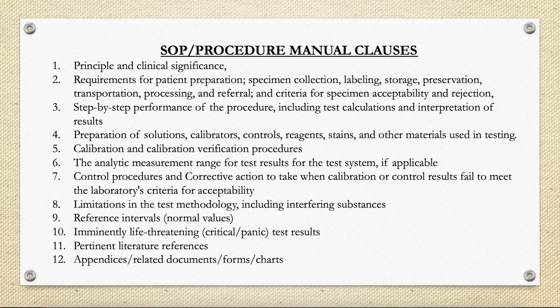7. Control procedures and corrective action to take when calibration or control results fail to meet the laboratory's criteria for acceptability. 8. Limitations in the test methodology, including interfering substances. 9. Reference intervals. 10. Imminently life-threatening, that is, critical or panic test results. 11. Pertinent literature references. And the last one, appendices or related documents or forms or charts.